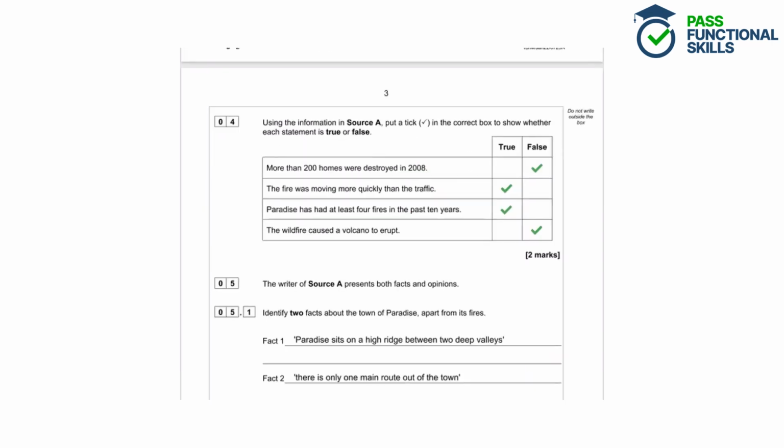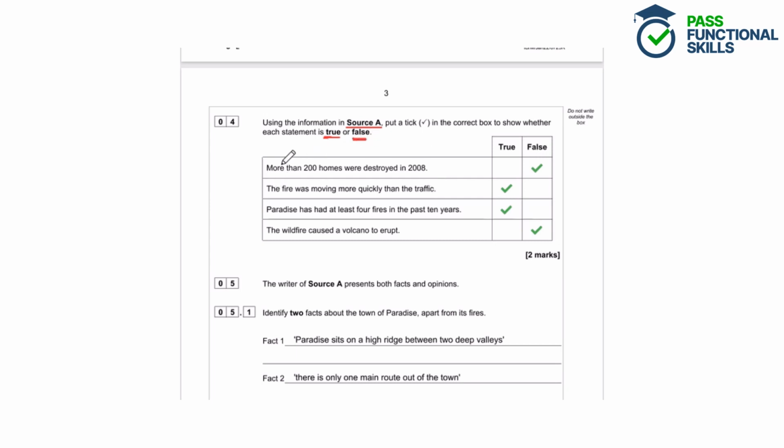Question 4. Using the information in source A, put a tick in the correct box to show whether each statement is true or false. And we've been given the following statements. More than 200 homes were destroyed in 2008. The fire was moving more quickly than the traffic. Paradise has had at least 4 fires in the past 10 years. And the wildfire caused a volcano to erupt. So here we want to use the information in source A, so only use source A. And we want to tick the boxes to show whether the statement is true, so correct, or false, incorrect.